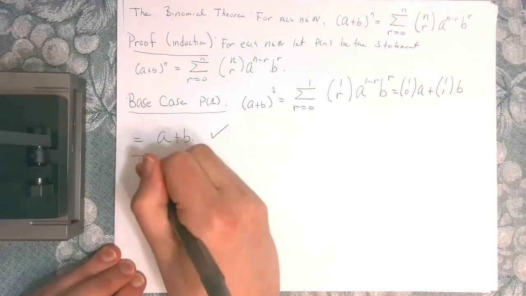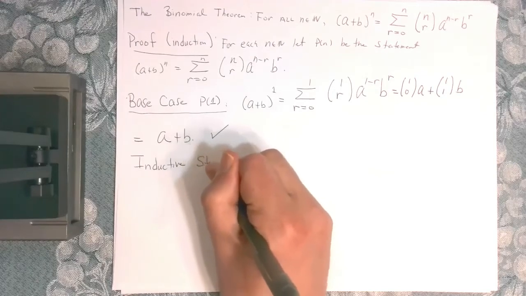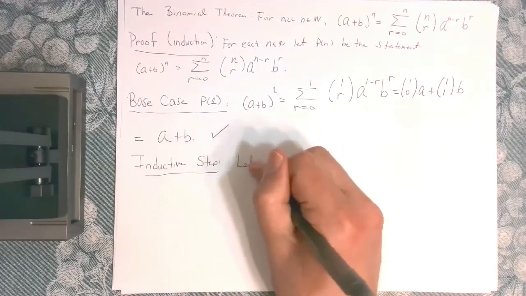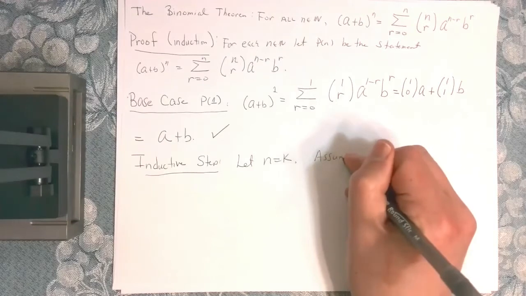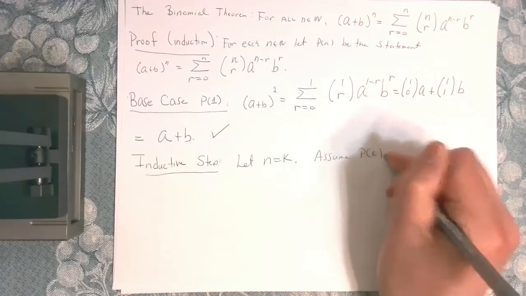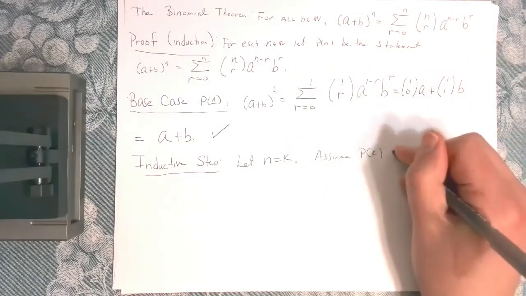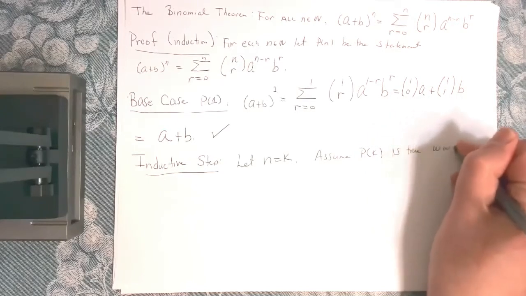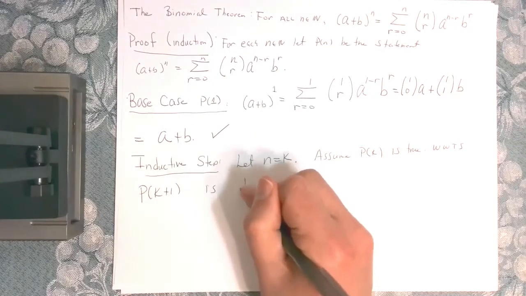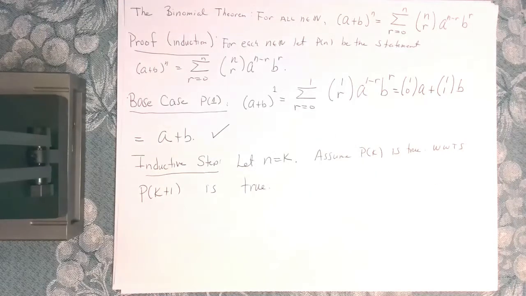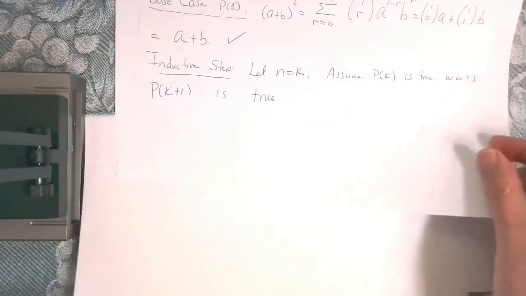Okay, so the inductive step. So let n equals k be arbitrarily chosen. Assume that P of k is true. Remember what that means? We're assuming that this at k is true. We want to show that P of k plus 1 is true. I think I'm going to grab another piece of paper. This is going to be a bit of writing.